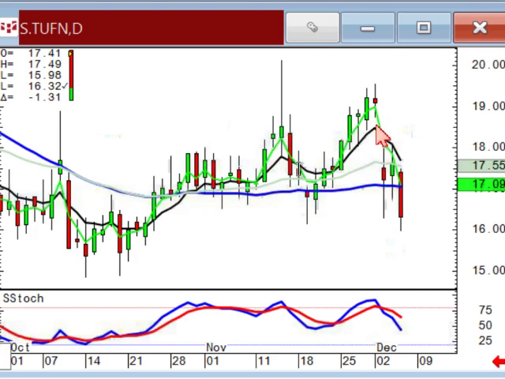Notice your gap down. They tried to come back up, but they sold it off again today. Still probably some more downside.